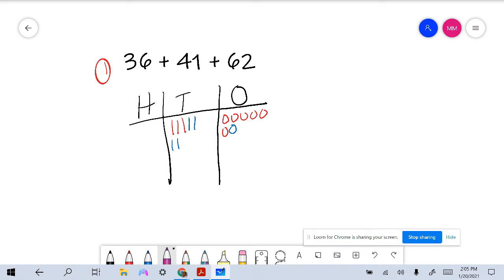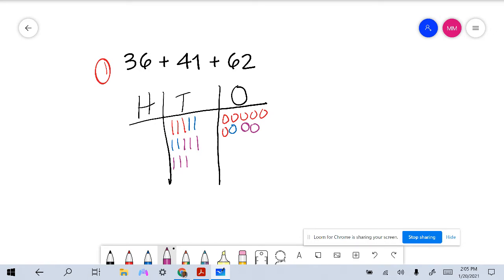Next up, I'll use purple for 62. I have 6 10s and 2 1s. 10, 20, 30, 40, 50, 60, 61, and 62.